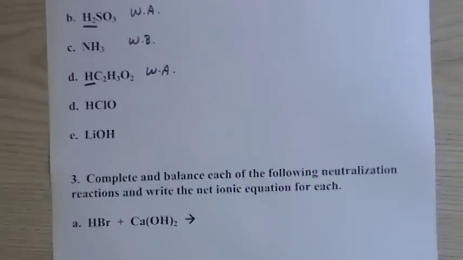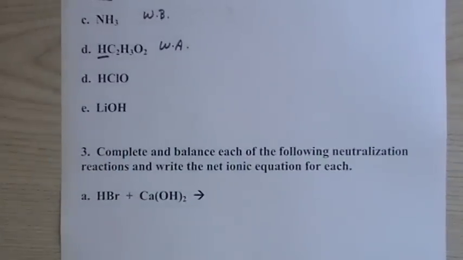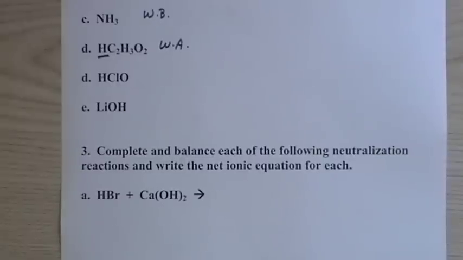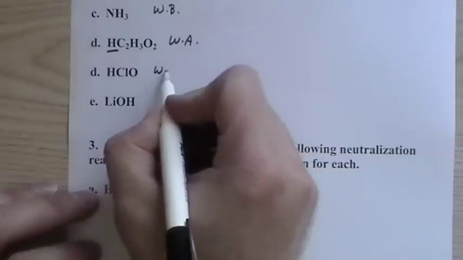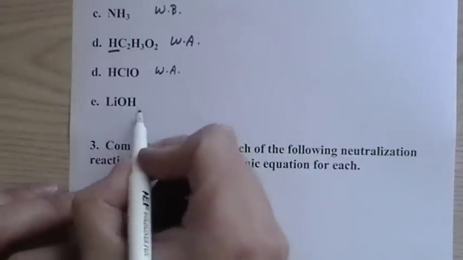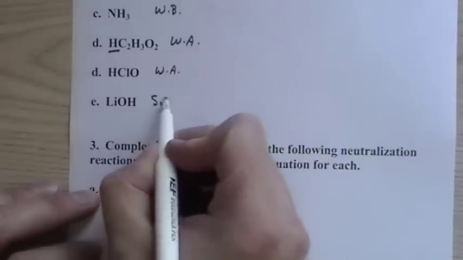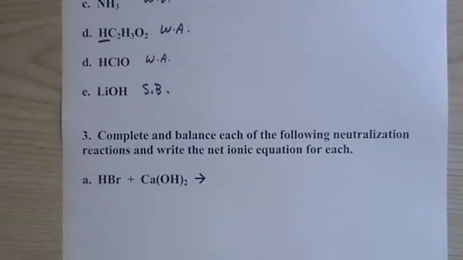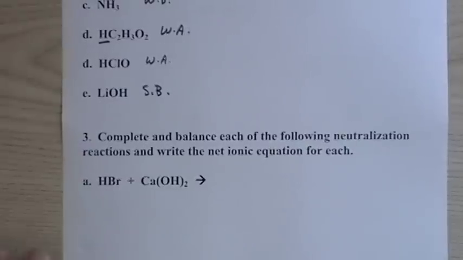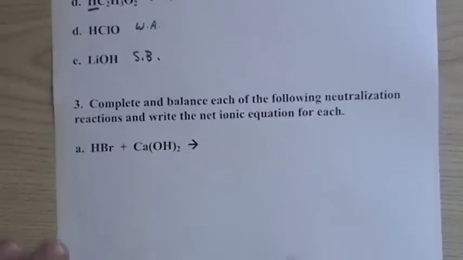So if you know the 6 strong acids and strong bases, you're all set. HCl is a strong acid. HClO4 is a strong acid. HClO is a weak acid, not one of the 6. LiOH, that's one of the strong bases. So there we go. If you know the 6 strong acids, 6 strong bases by name and formula, then these kinds of problems will be very simple.